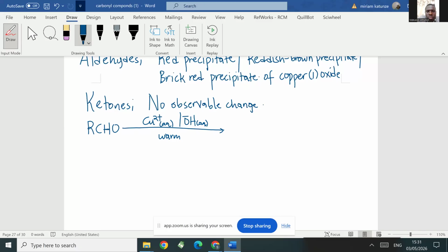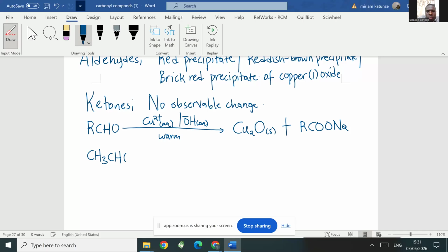The aldehyde is going to reduce copper 2 ions. I've told you Fehling solution is made by dissolving copper 2 sulfate in sodium hydroxide solution. So it reduces it to copper 1 oxide. Then the Fehling's oxidizes it to a carboxylic acid, like that.